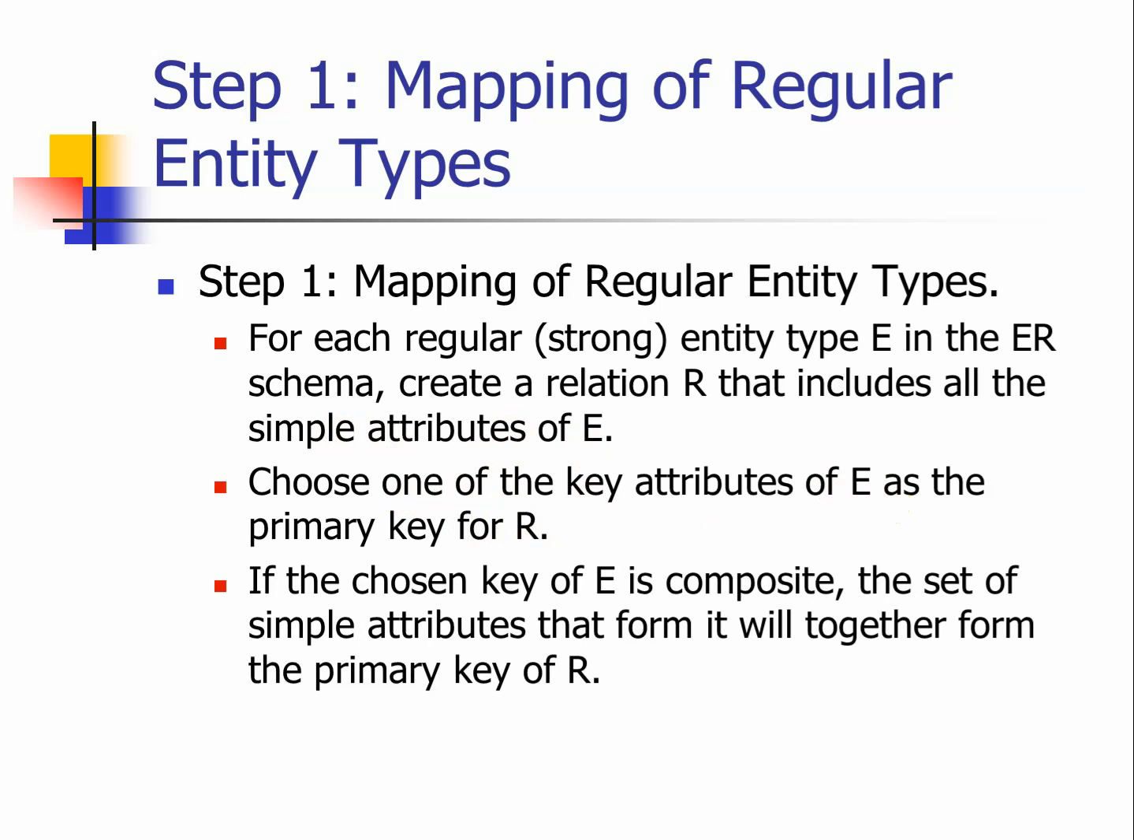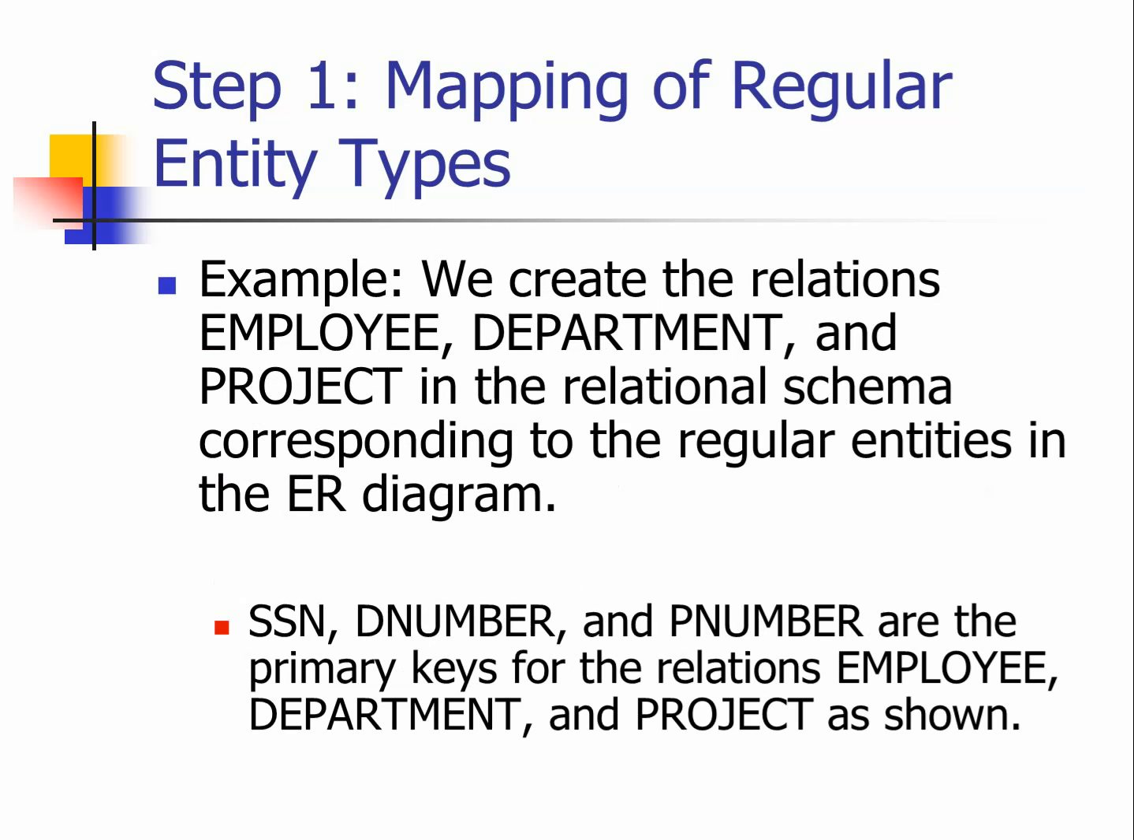If the chosen key of E is composite, this is exactly what I'm talking about. The set of simple attributes that forms it will together form the primary key of the relation. So, for example, there are 3 regular entities, and we want to look into that one by one: employee, department, and projects in the relational schema corresponding to the regular entities. So what we are going to do is that we need to create those 3 regular relations and then try to identify their key attributes so that we will underline the key.